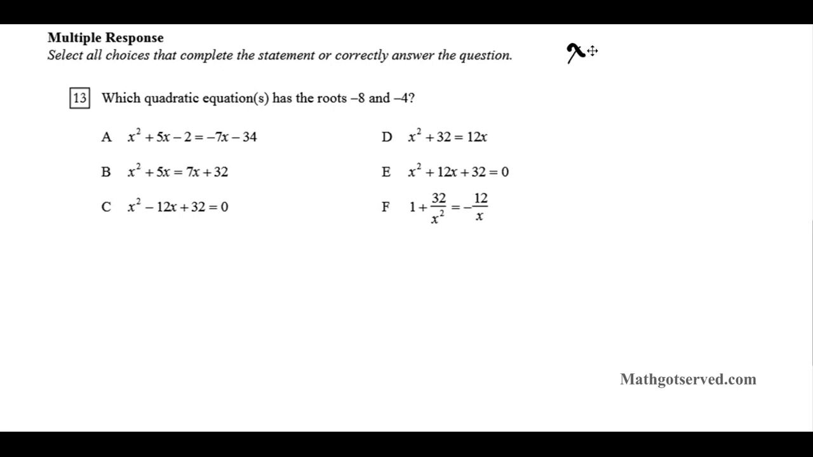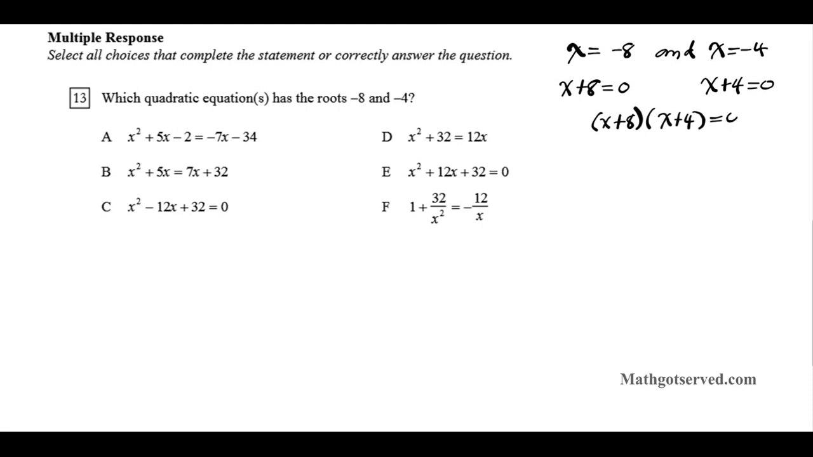x equals -8 and x equals -4. Set both of them equal to 0, so we add 8 to both sides here, and we have x plus 8 equals 0. In this one, we add 4 to both sides, and we have x plus 4 equals 0. Now the reverse of the zero product property gives us x plus 8 times x plus 4 equals 0.